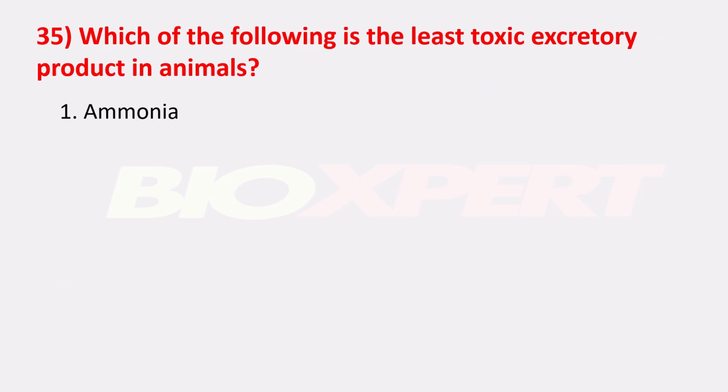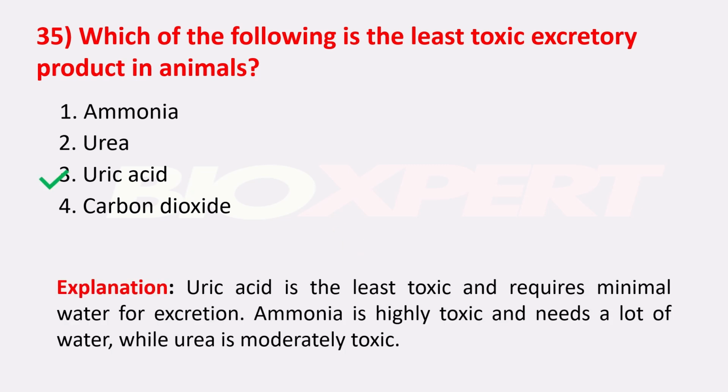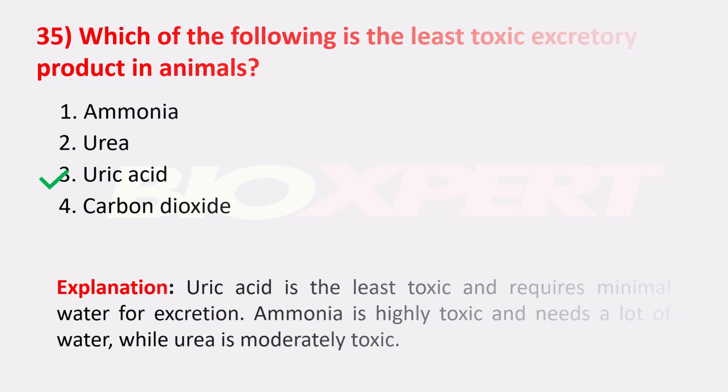Which of the following is the least toxic excretory product in animals? Uric acid. Uric acid is the least toxic and requires minimal water for excretion. Ammonia is highly toxic and needs a lot of water, while urea is moderately toxic.